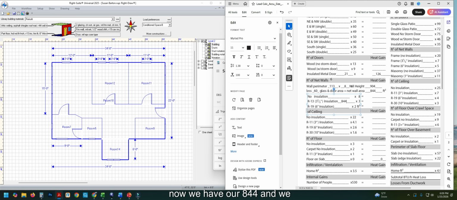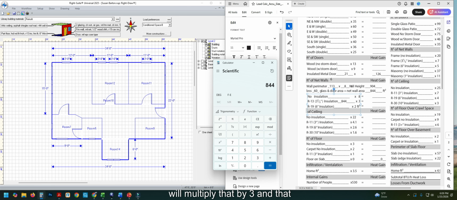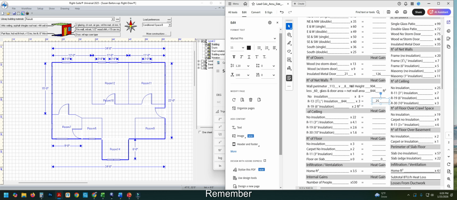We will multiply that by 3, and that gives us a value of 2532. Remember, R13 is what we are using for our walls.